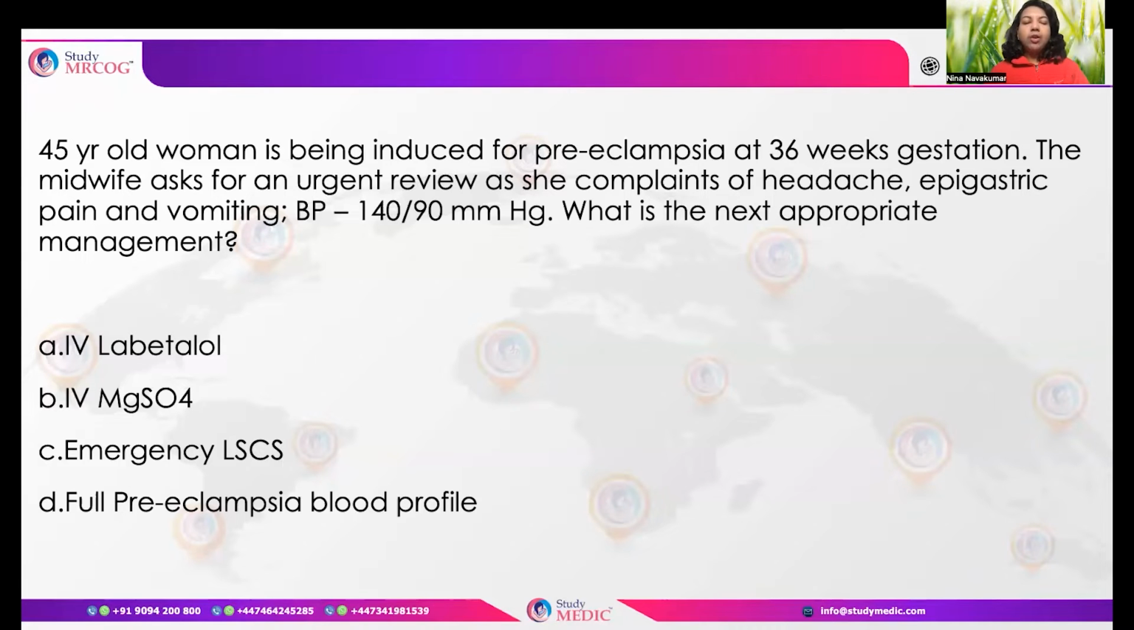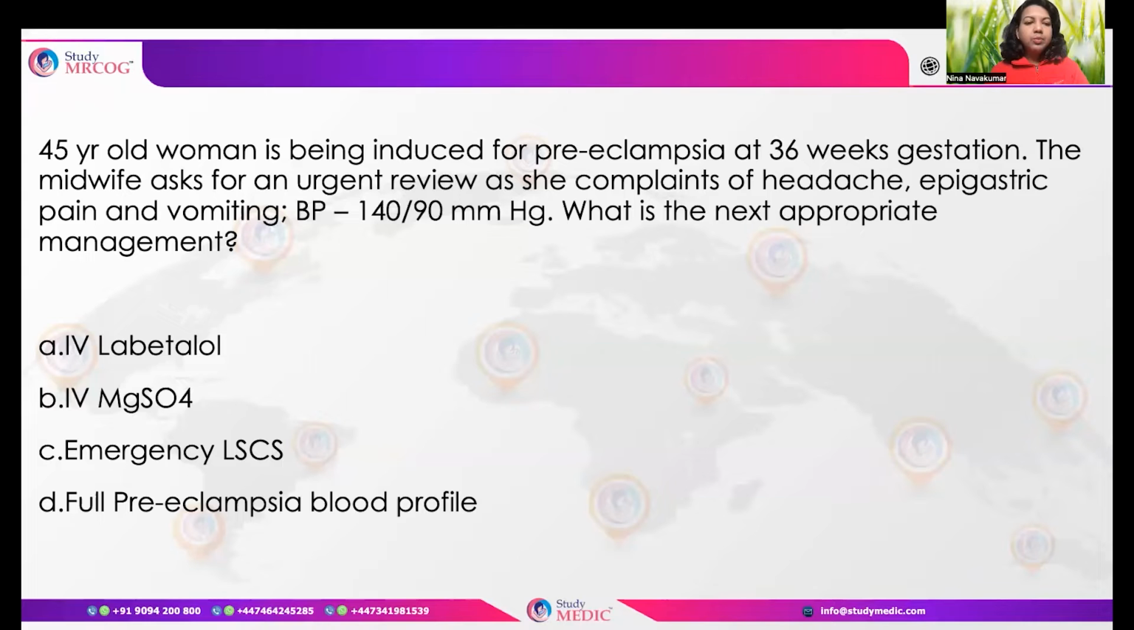Now coming to the next one, intravenous magnesium sulfate. One use of magnesium sulfate in obstetrics is for prevention of eclampsia. Also, it is indicated in severe preeclampsia and impending eclampsia. Emergency cesarean section: she might need an early planned delivery or an early emergency delivery, but at this point in time she is having impending symptoms of eclampsia, so we need to prevent the onset of seizures. And full preeclampsia blood profile: definitely she would have had her blood investigations before the start of the induction of labor for preeclampsia at 36 weeks of gestation.